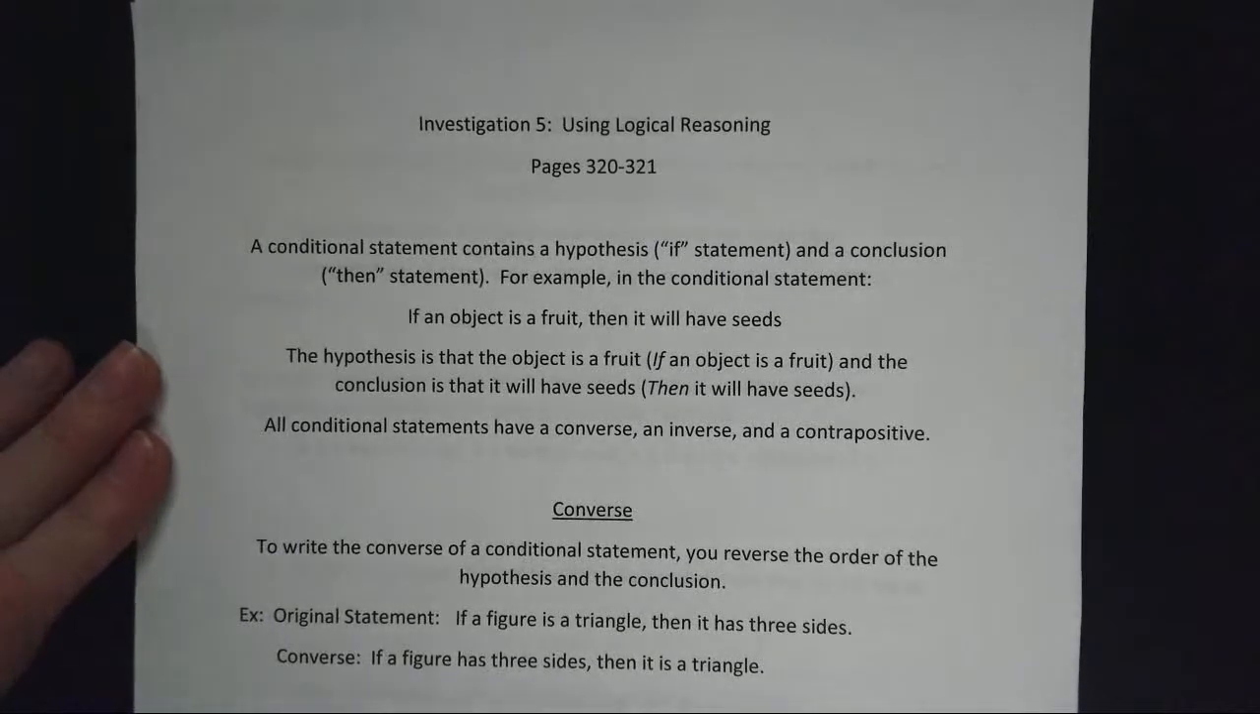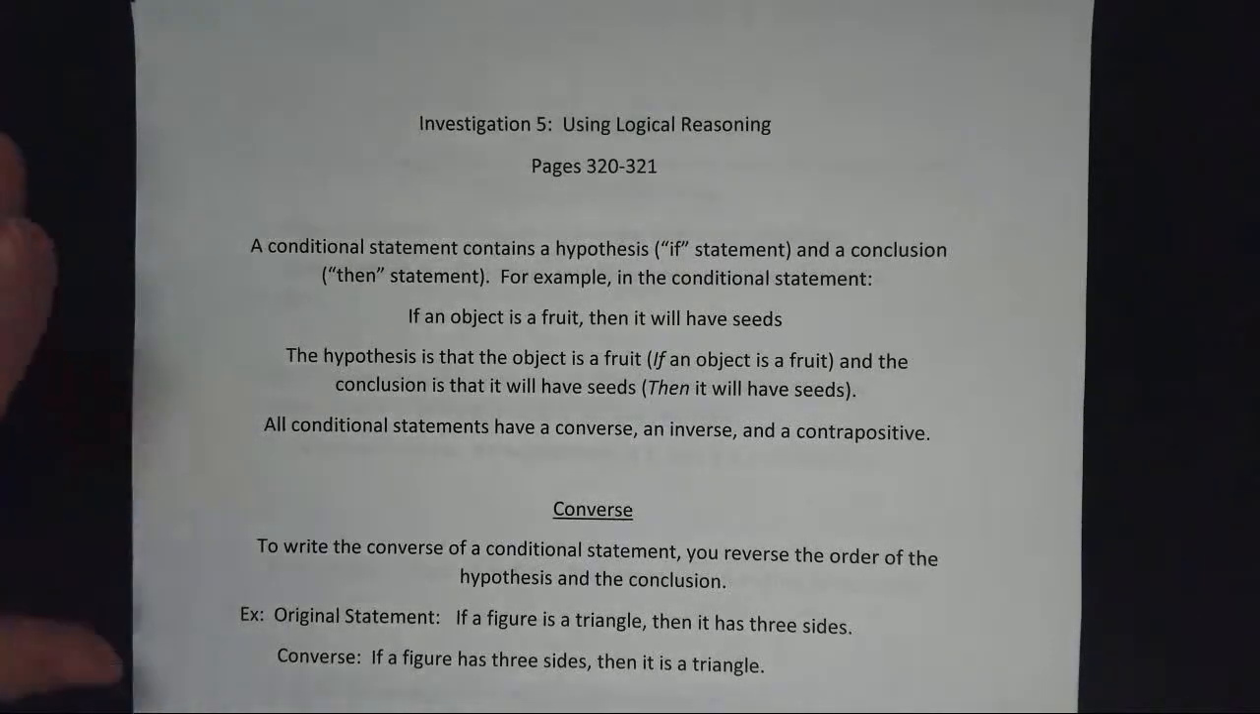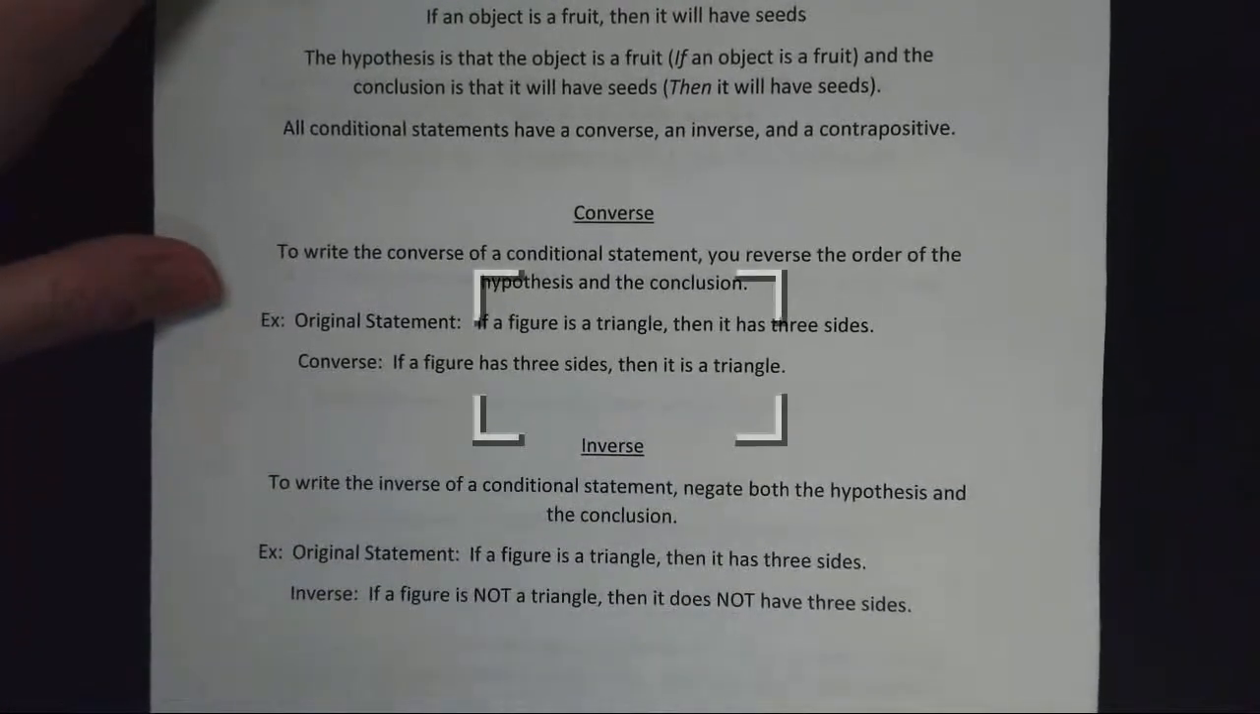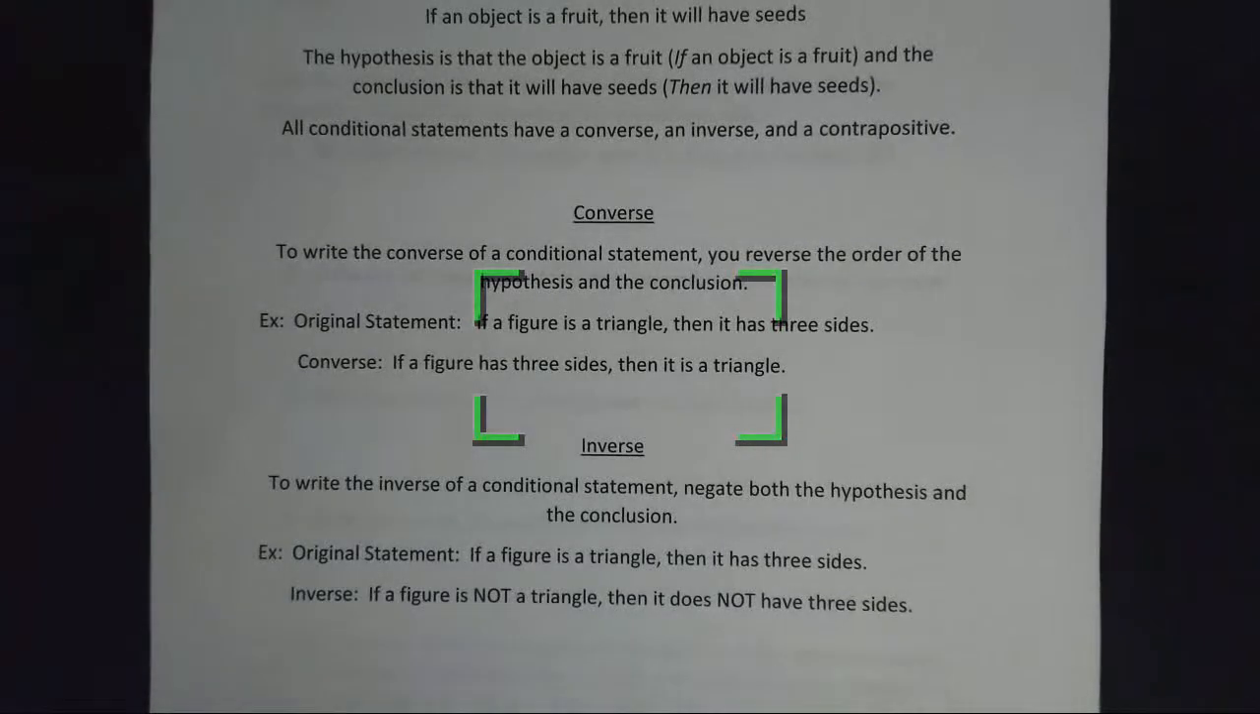Now, all conditional statements have a converse, an inverse, and a contrapositive, and we're going to talk about what those things mean here. To write the converse of a conditional statement, you reverse the order of the hypothesis and the conclusion. So basically, you switch the part that follows if and the part that follows then. Now, if still comes first, but instead of the hypothesis part, you have the conclusion part.